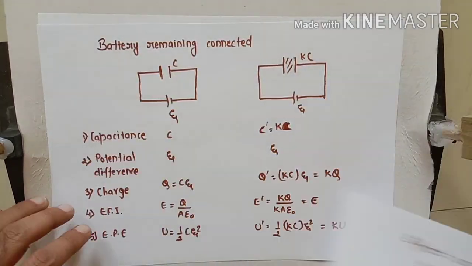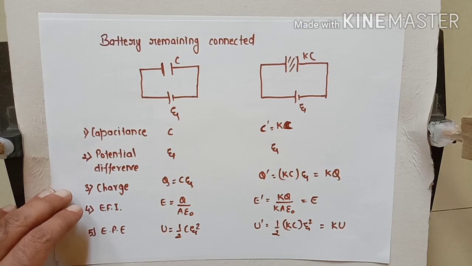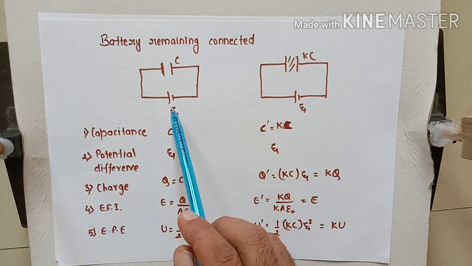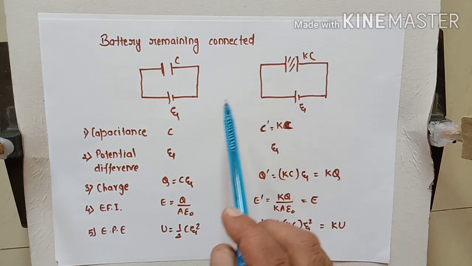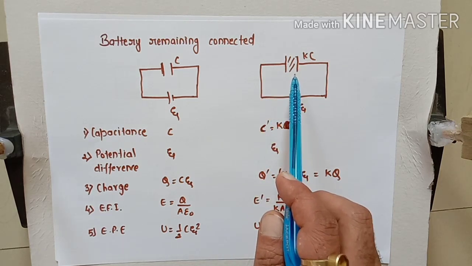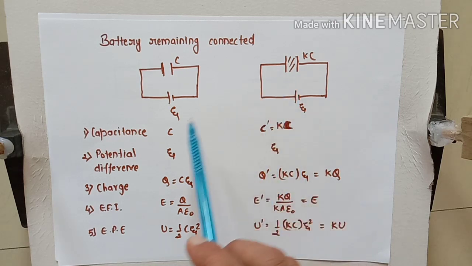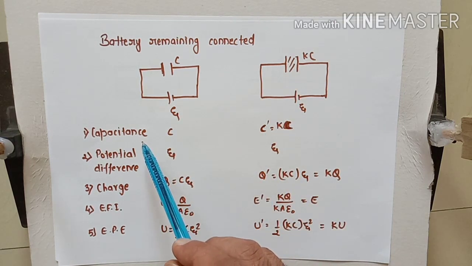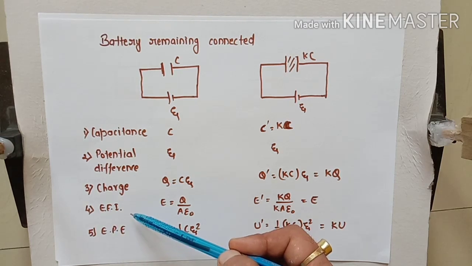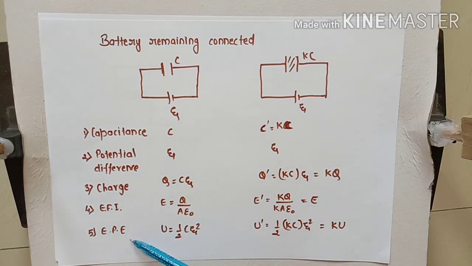So let us see. In the first case the battery is remaining connected, the capacitor is connected to the battery, and in the second diagram you see the capacitor is connected to the battery but a dielectric is being introduced between the plates. So let us see what would be the effect on capacitance, potential difference, charge, electric field intensity and electrostatic potential energy.